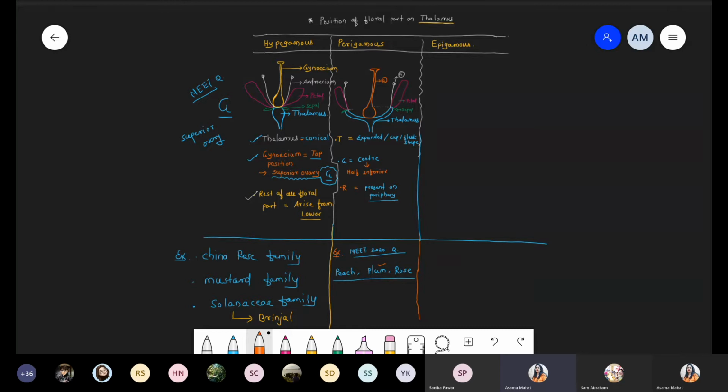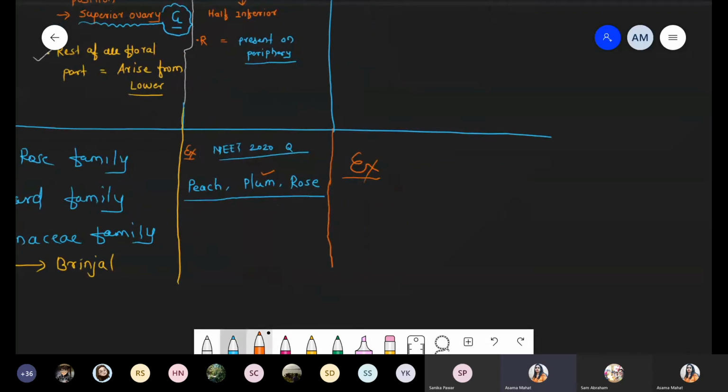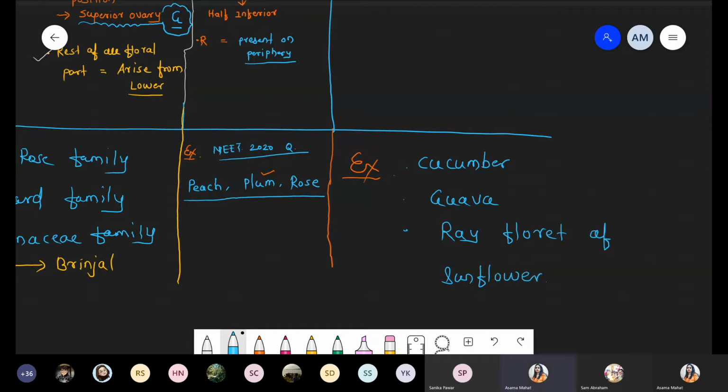Okay. Now the last condition, that is epigynous. So first of all, we are drawing the example for the epigynous condition. So first of all, we are taking the examples. In this condition, one example is cucumber. Second example, guava. Third example, ray floret of sunflower. Okay, ray floret of sunflower.